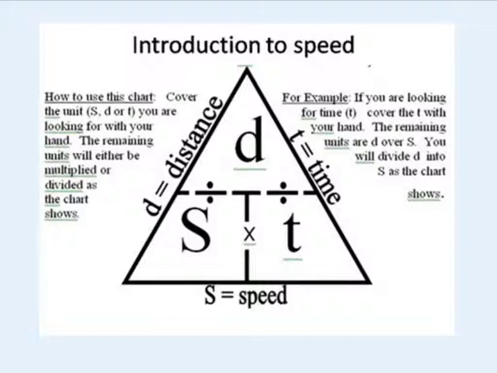Now this is the triangle that you would use. What you do is you need to cover up the thing that you are trying to find. So if I'm trying to find speed, I cover that up, and that leaves me with distance divided by time. That's fine, and I can do the same for the other two. If I'm trying to find distance, I cover up distance, and that leaves me speed multiplied by time. And if I'm trying to find time, that's distance over speed.